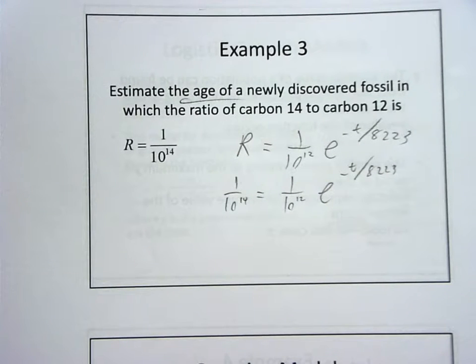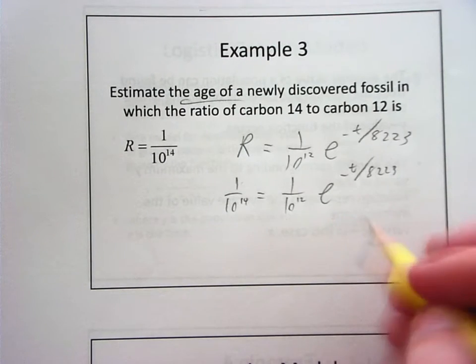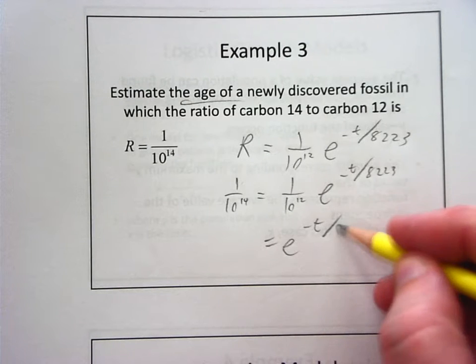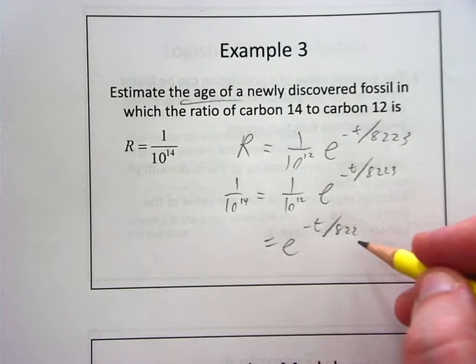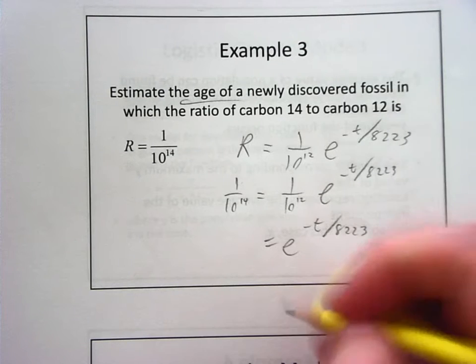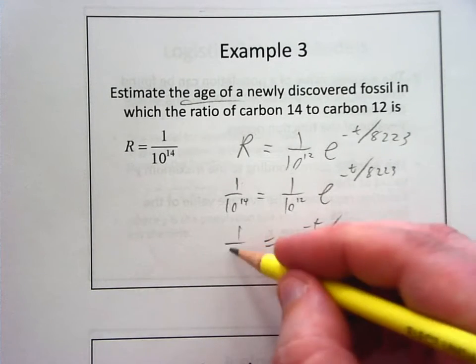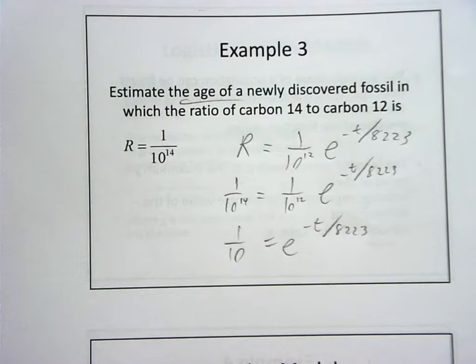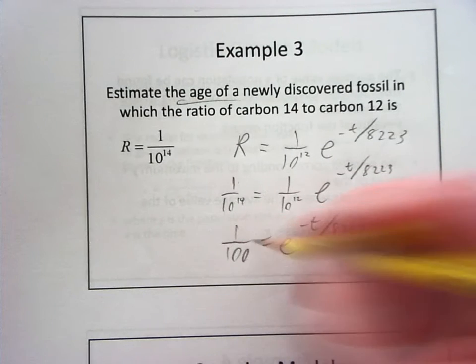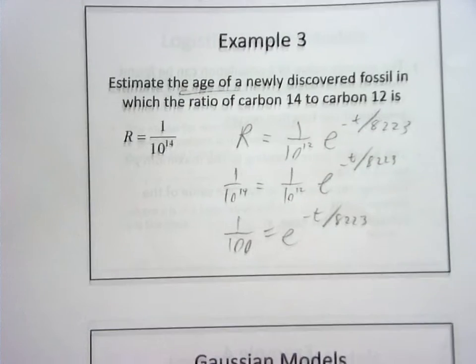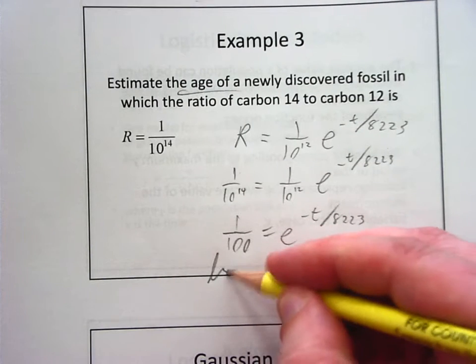Which would be the same as multiplying by 10 to the 12th. If I multiply by 10 to the 12th, I'm going to get what on the left side? 10 to the negative 2, which is 1/100. Because you get 10 to the 12th over 10 to the 14th, you get 10 to the second on the bottom, which is 1/100. Then what? ln both sides.